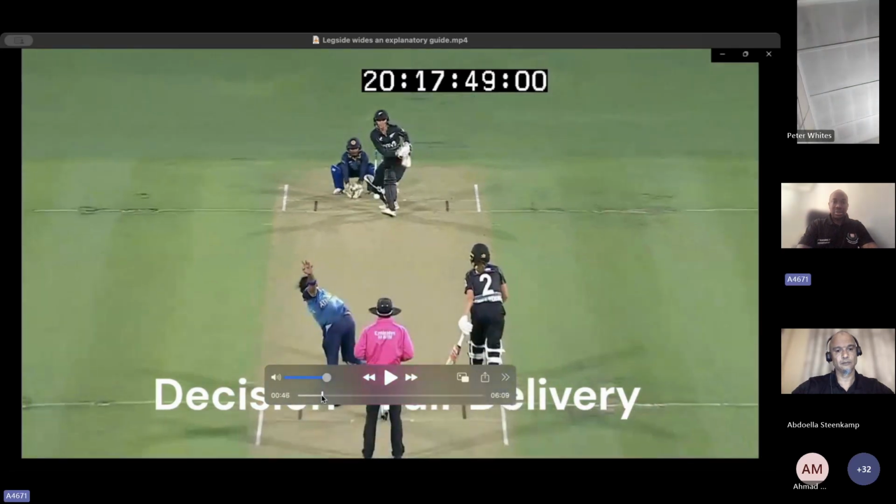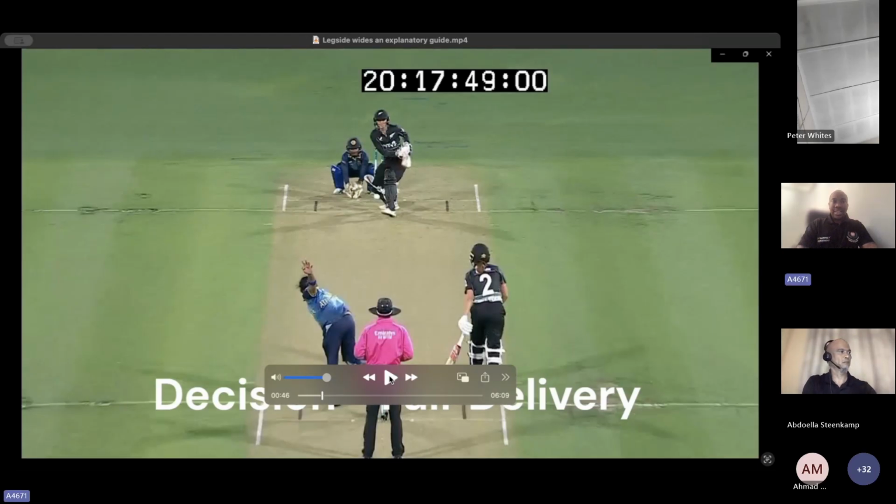There we go. Because she has shaped at this point to play a reverse sweep, both sides become the offside in terms of judging wides. So those 2 black lines are now the wide guidelines for both sides because she has shaped to play a reverse sweep.